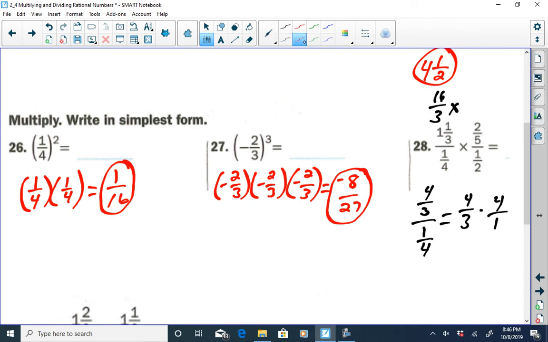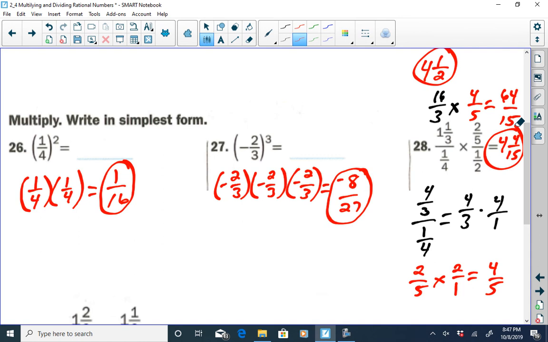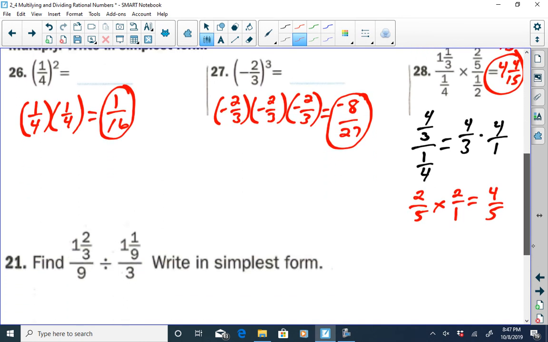So I'm going to do that in red down here. That's going to be 2 over 5 times, when we multiply by the reciprocal, 2 over 1. Numerator times numerator is 4. Denominator times denominator is 5. So now we have 16 over 3 times 4 over 5. We multiply, because I can't divide out, 16 times 4 is 64. 3 times 5 is 15. And then I could simplify by dividing: 15 goes into 64 4 times, with 4 left over out of the 15. And there's my product. That one's a little tricky.